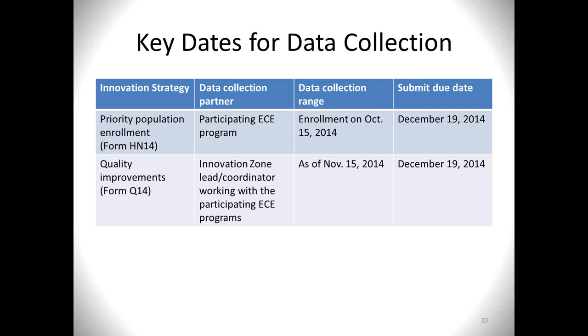Here are some key dates for data collection. The Priority Population Enrollment Form, Form HN14, is to be completed by each participating early childhood program using enrollment numbers from October 15, 2014. This should be submitted by December 19, 2014. The Quality Improvement Form, Form Q14, will be completed by the Innovation Zone lead or coordinator, and they will work with the participating early childhood program to complete this form. This will be quality information about the programs as of November 15, 2014, and should also be submitted by December 19, 2014.